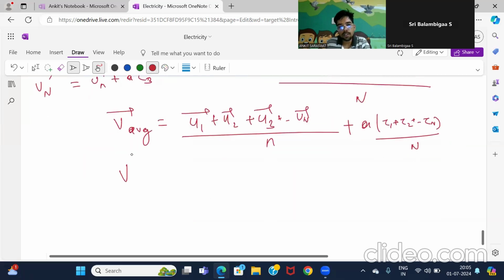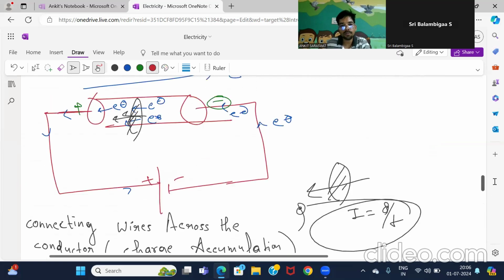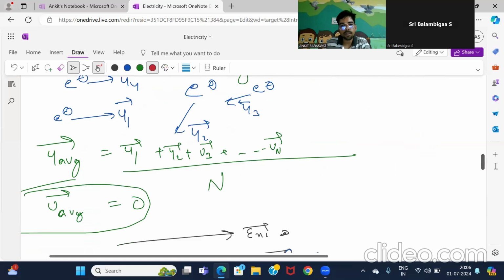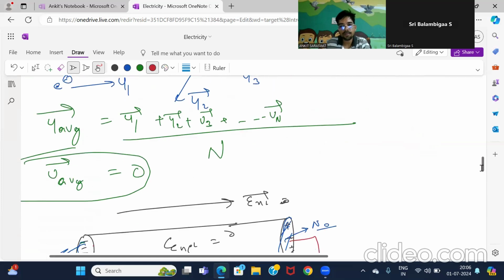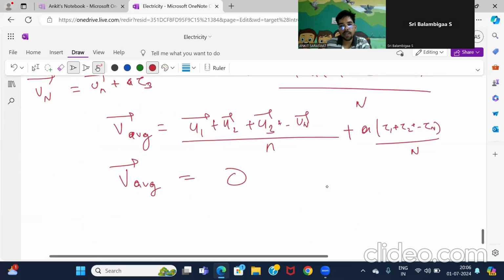What is the value of this? (u1 + u2 + u3 + ... )/n is 0. The average thermal velocity is 0 from this equation. Clear? It is 0 plus a times tau average. Simply we are writing tau.